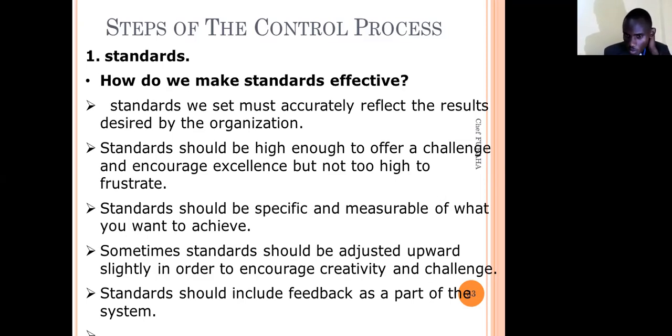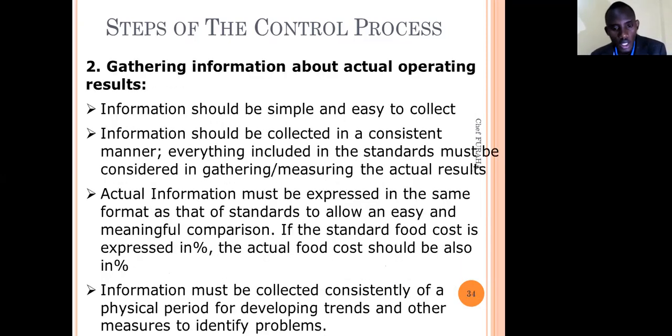Standards should be specific and measurable for what you want to achieve. You don't say, I want to make so many sales. No, you say, I want to make sales of 10 million. Number two, gathering information about the actual operating results. You must get this information from books of account, from the online system.